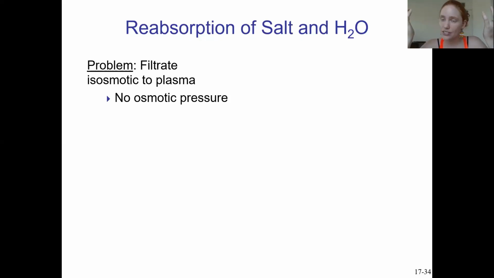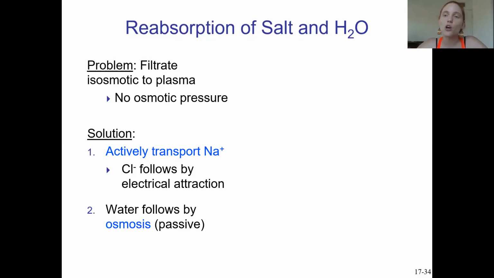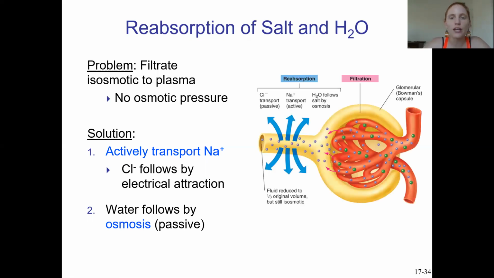So how do we fix this? How do we make it so that we can get the water into the body? And the answer is we're going to actively pump salt. Okay, so please note that we are not actively pumping water itself. What we are doing is using salt pumps, and anytime I say the word pump, that means primary active transport. We're going to use primary active transport to pump a bunch of sodium out of the tube and into the extracellular fluid so that it can be reabsorbed back into the blood.